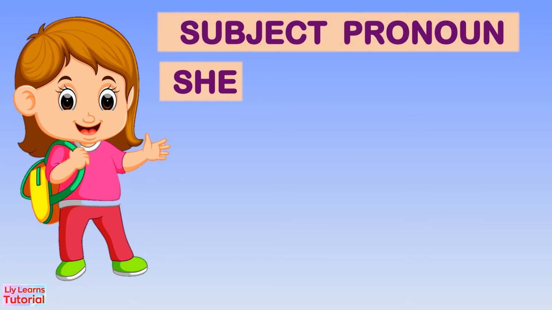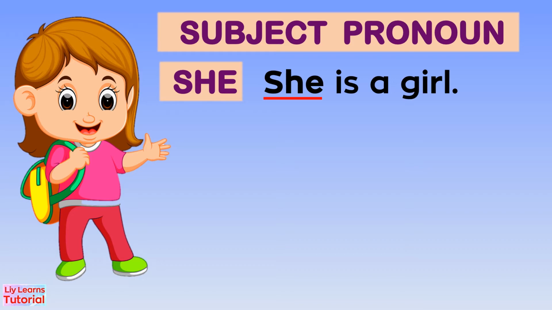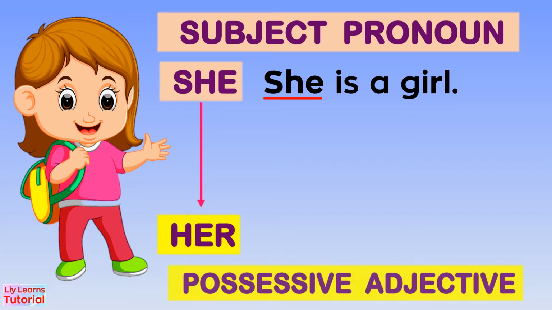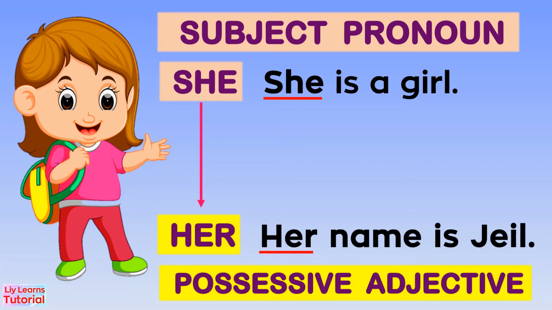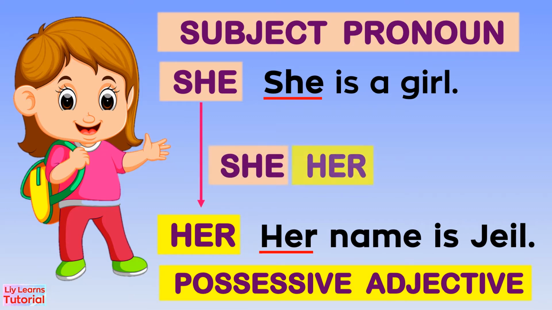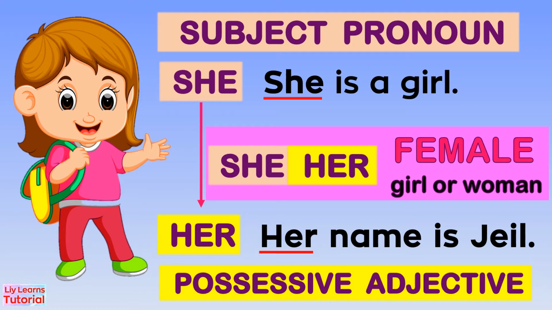She is a subject pronoun. For example, she is a girl. Her is a possessive adjective. For example, her name is Giles. She and her are used for the female, like a girl or a woman.